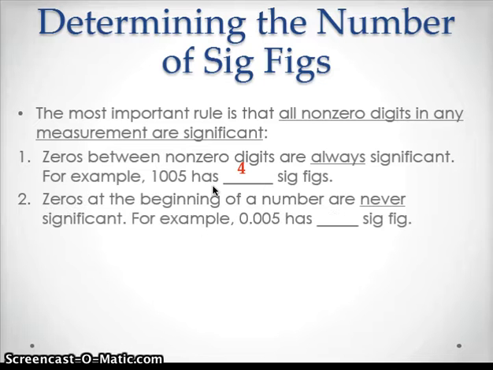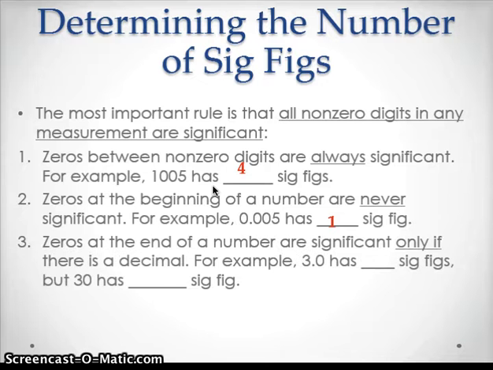Now, number two, zeros at the beginning of a number are never significant. So anytime you have a decimal and there's zeros in the front, those are never significant. So for example, 0.005, those first three zeros, not important. So that means we only have one significant figure.